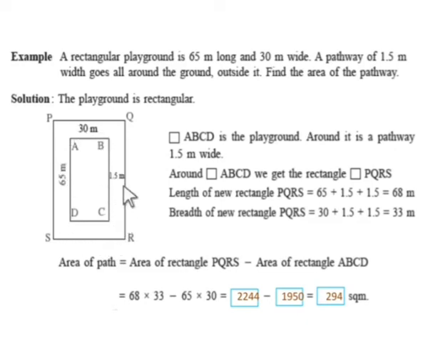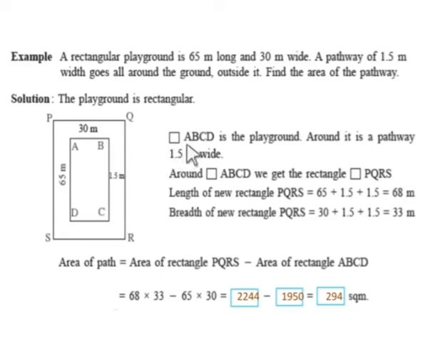For that children, first we should know the length and breadth of the outside rectangle. That is length and breadth of the rectangle PQRS. Here in this figure, quadrilateral ABCD is the playground. Around it is the pathway of 1.5 meter wide. Then rectangle PQRS is the rectangle obtained by adding the length and breadth of the path along with the playground. So in order to find the area of this path, you have to subtract the area of playground from the area of quadrilateral PQRS.